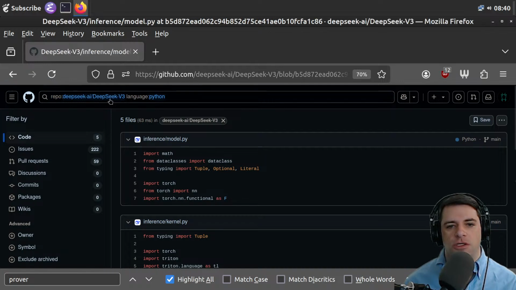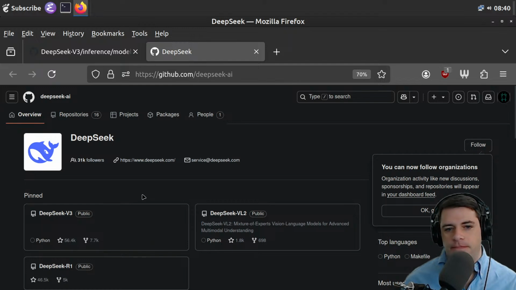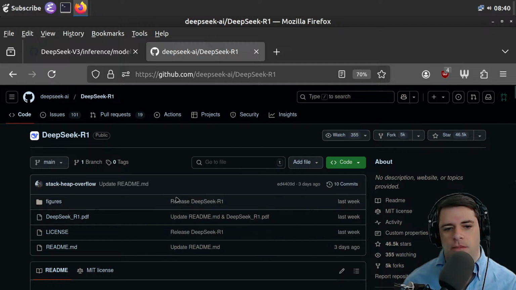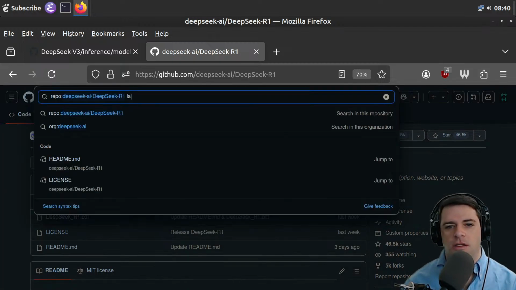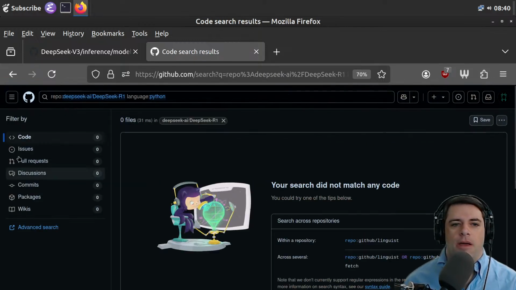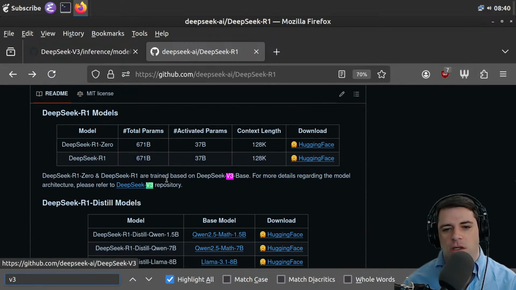Let's do the same search now in the RL, or R1 rather, repo. There really can't be anything here. Yeah, okay. And then so I assume that they modified V3. For more details regarding the model architecture, please refer to Deepseek V3.